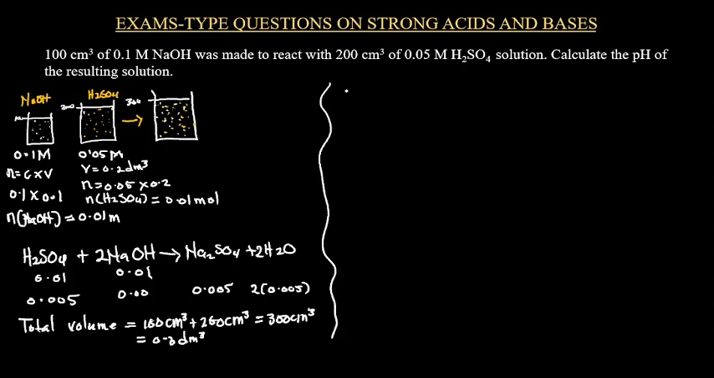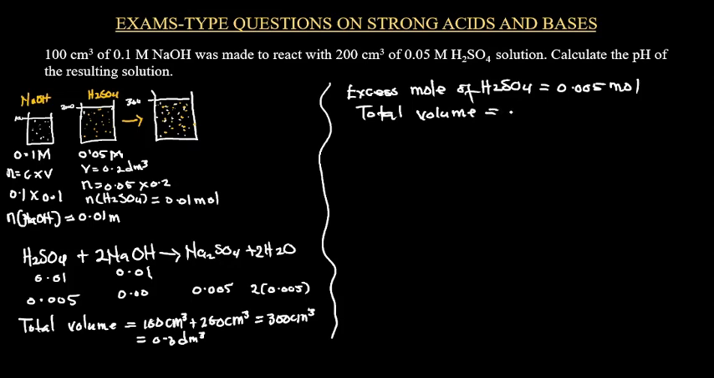Okay, so excess mole of H2SO4 is equal to 0.005, and then total volume is equal to 0.3 dm cube.